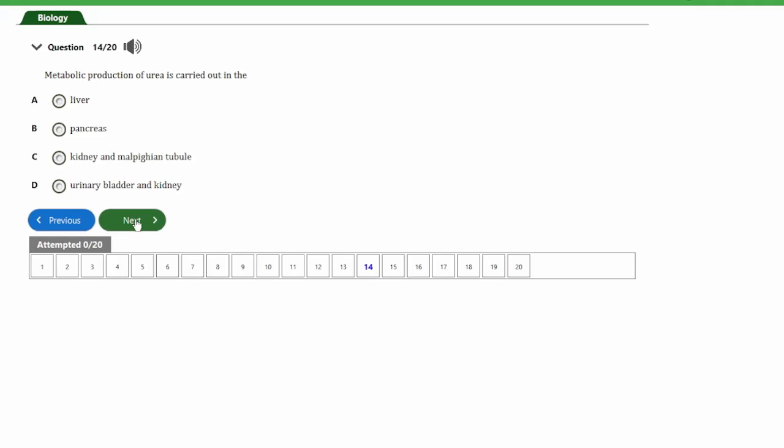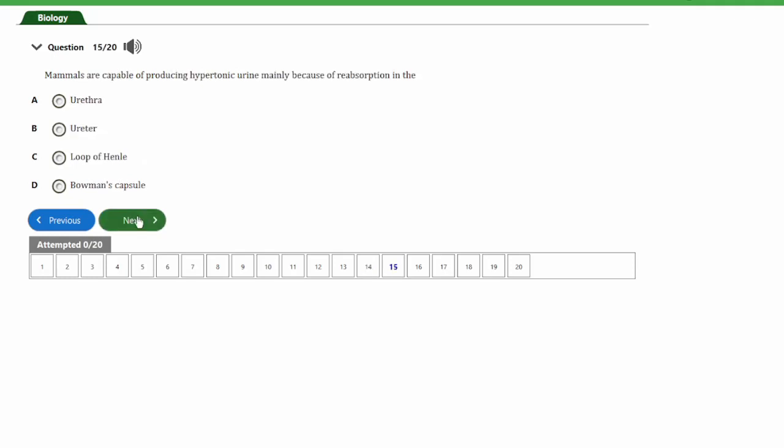So it is where deamination occurs, in order that excess amino acid can be split into amino group and carboxyl group. Then the amino group, which is toxic to the body, is then converted into harmless urea.